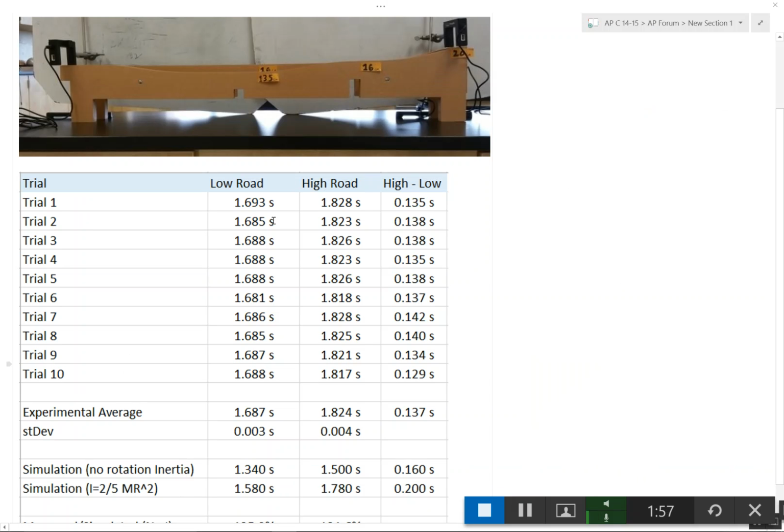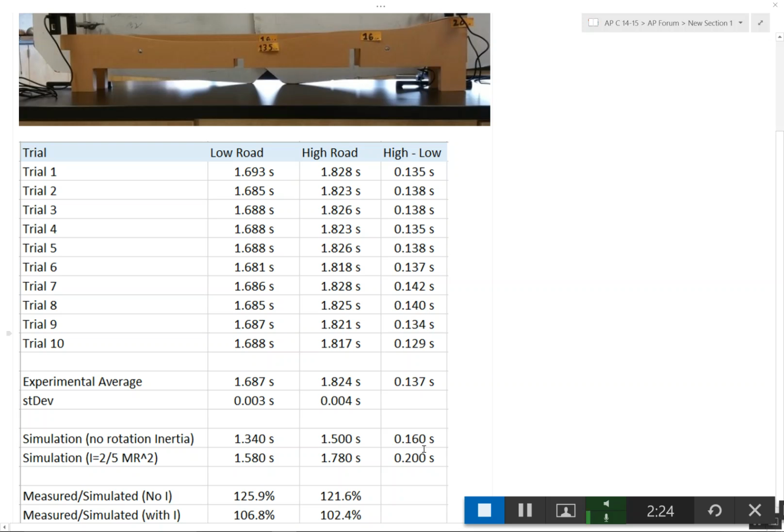To test this in real life, I did 10 trials for the low road and 10 trials for the high road with this photo gate, and these are the times I got. It was pretty consistent. Here are the average and standard deviation. Now the simulation, I'll get to this a little later, but when you include the fact that it's rotating and has rotational inertia, we got 1.58 versus 1.687, and 1.78 versus 1.824. So not bad. Theoretically, I was getting that they should be about 0.2 seconds apart, and we were actually getting a little closer to 0.14 seconds, but that's still pretty good.